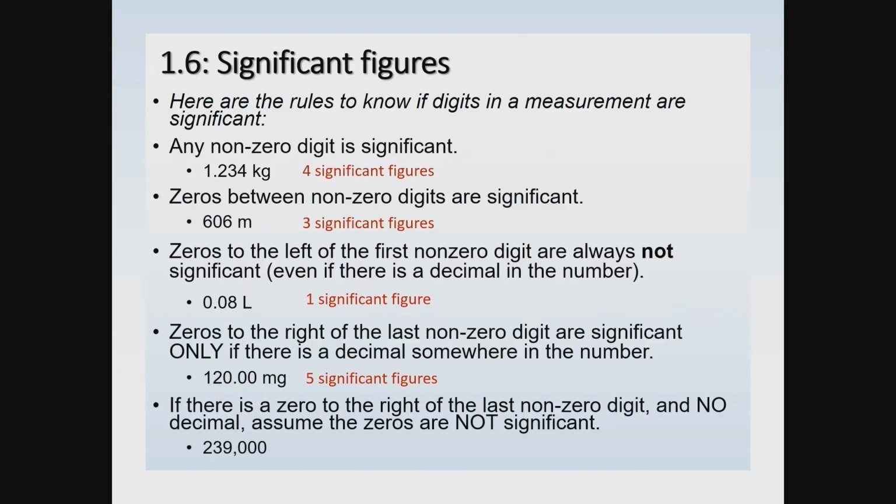On the other hand, if you have zeros to the right of non-zero digits and there's no decimal, you should assume that those zeros are not significant. So in that number we have 239,000, but the zeros there are not significant because there's no decimal there. And so there should be only 3 significant figures there. So what does that mean? What that basically means is that our instrument can measure the difference between 239,000 or say 240,000 or 238,000. So the zeros there are merely placeholders that put the 9 into the thousands place.